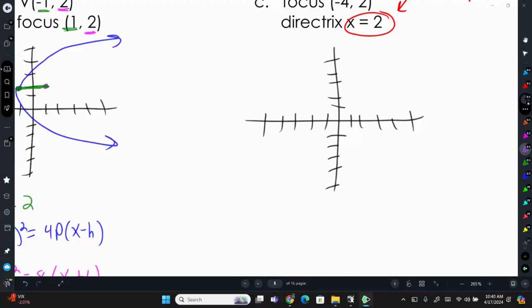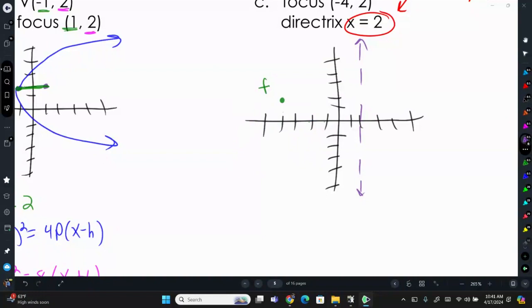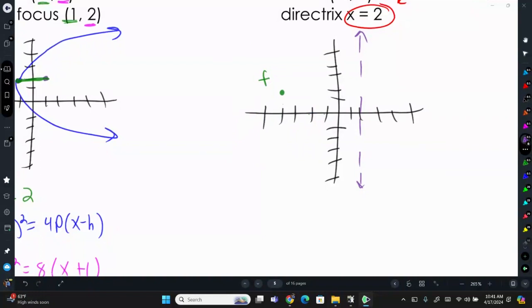So I'm going to draw this out. Our directrix is at x equals 2. Our focus is negative 4, comma 2. So this is our focus. Okay, so that means the parabola's got to open to the left, this way, because our parabola does not intersect with our directrix. So we know that the distance between the focus and the vertex is the same as the distance between the directrix and the vertex.